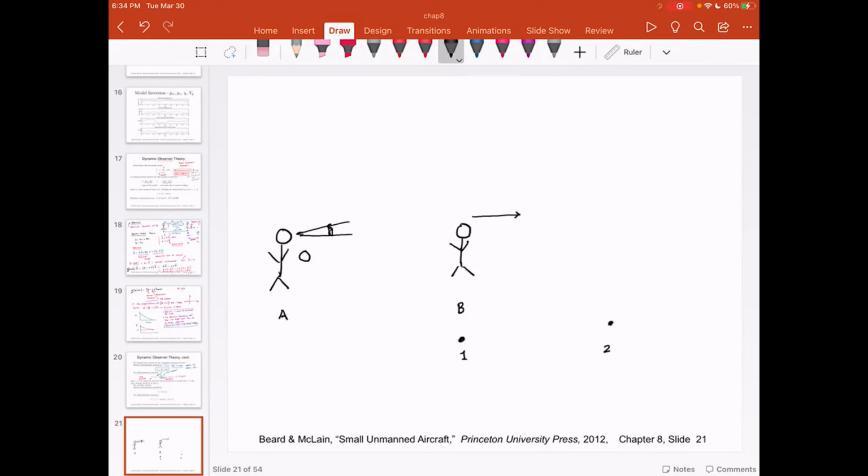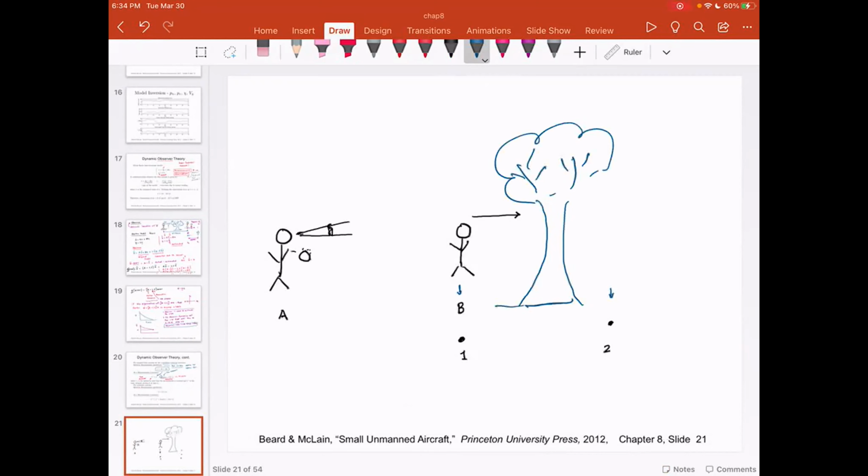And you have a stopwatch. So you can approximately know where your friend is and where your friend is at this location. But imagine in between, your friend goes past the tree. So for a certain period of time, your friend is not visible.